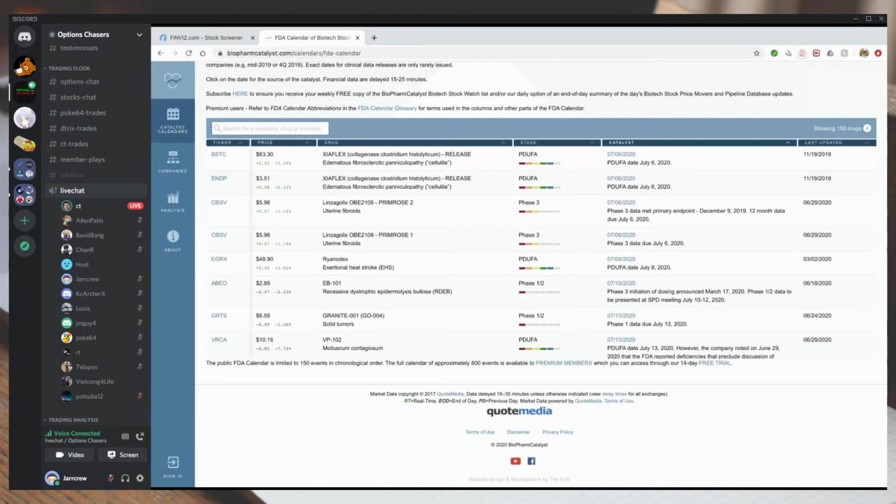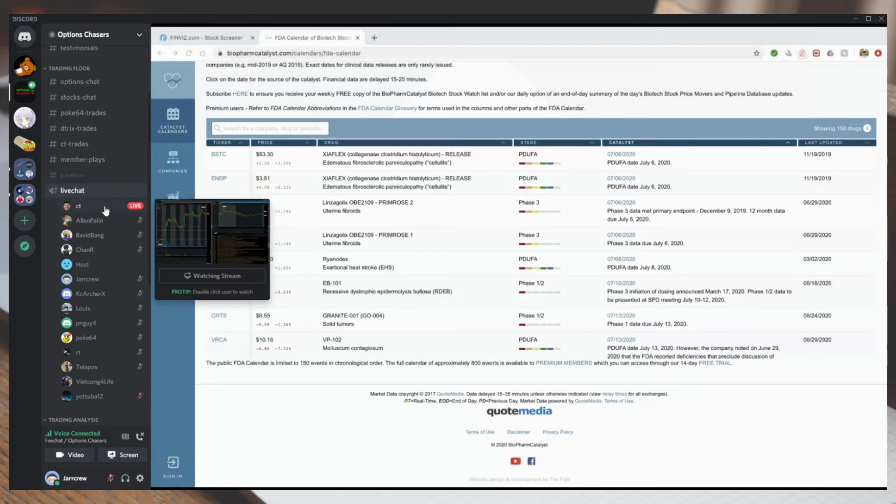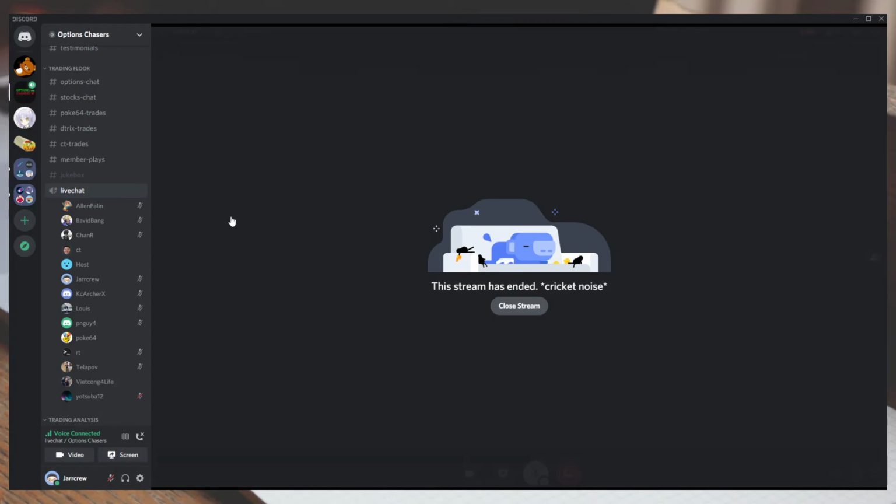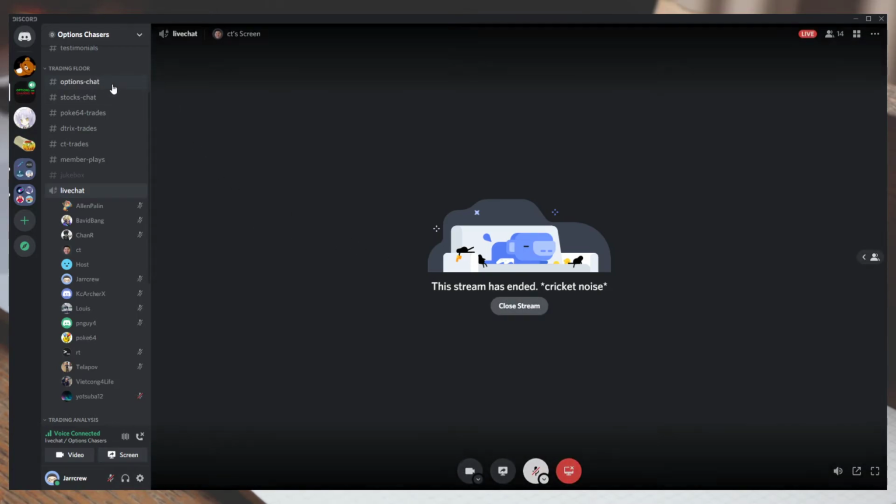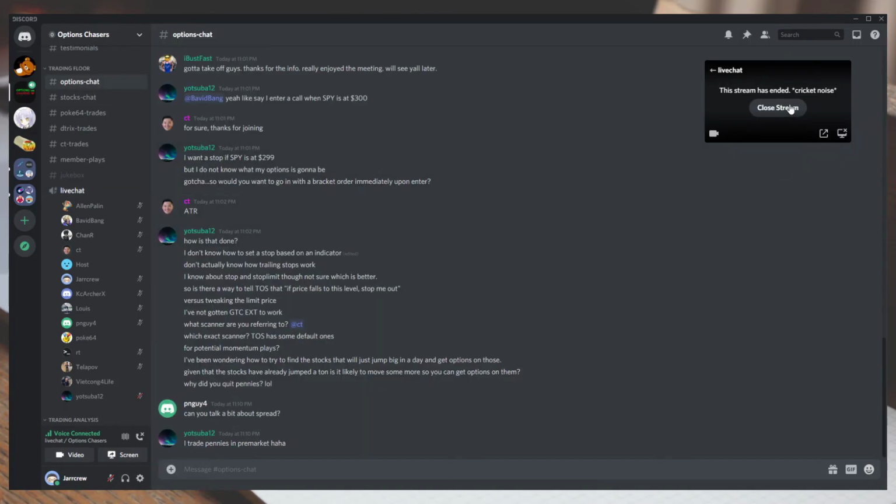And then for spreads, we're going to have Poke do that. I think Poke was going to talk about spreads, so I'll have him do that right now. Who asked about it? P Nguyen, P guy.